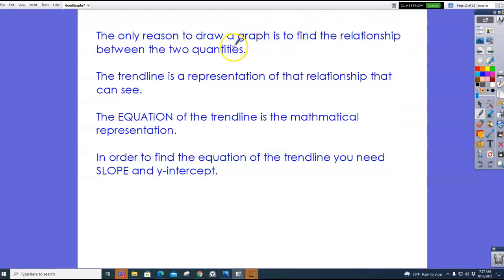The only reason to draw a graph is to find the relationship between two quantities. The trend line is a representation of that relationship that we can see. It's a graphical visual representation. The equation of the trend line is the mathematical representation of that data set. In order to find the equation, you need slope and intercept. Remember, y equals mx plus b. So to write the equation of your trend line, you have to have the slope of your trend line and you have to have the y-intercept of your trend line.